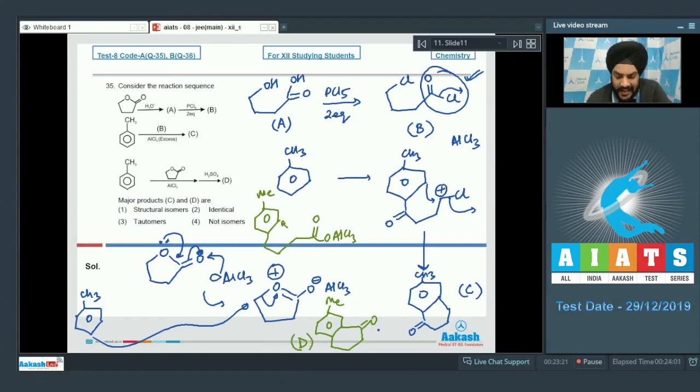So students, the examiner seems to be interested in the relationship between C and D, and we can clearly see that the compounds C and D are structural isomers as the position of the keto group has been shifted. So C and D represent structural isomers, and for question number 35 we have to mark the correct answer as option 1. Let us look at the next question now.